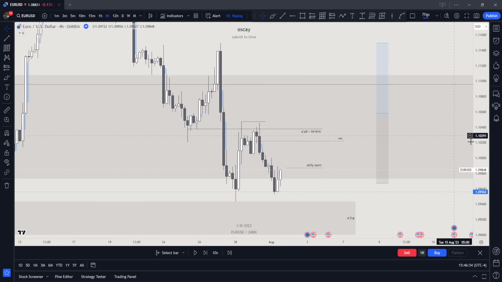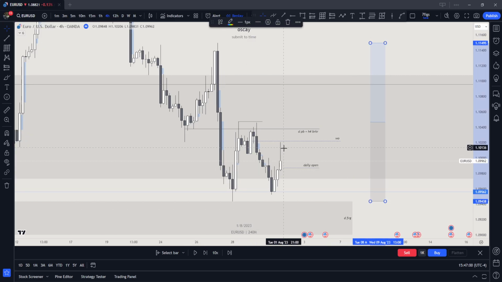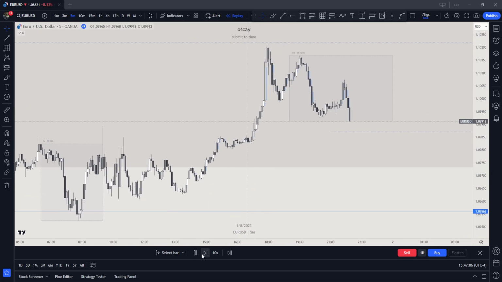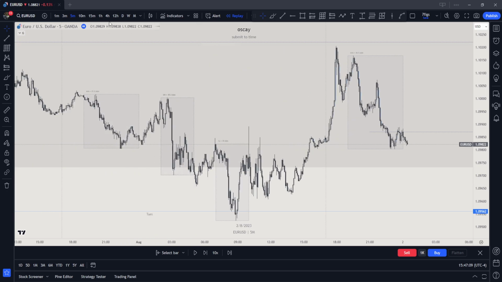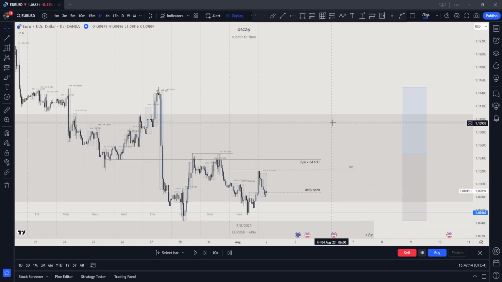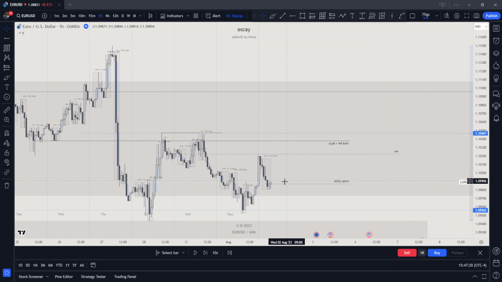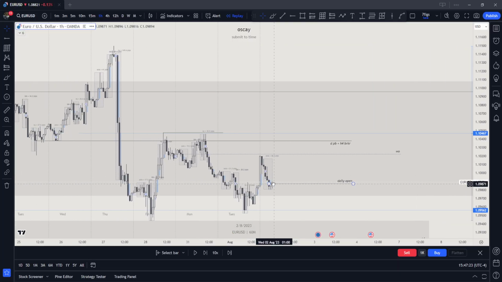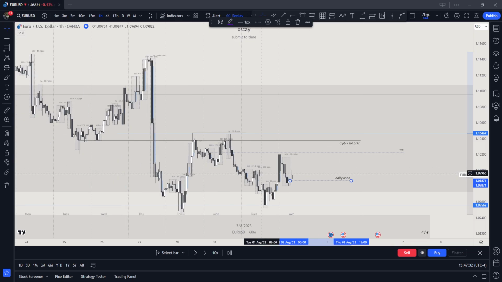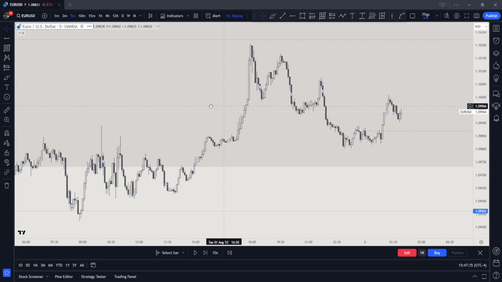So we are in this range right here, and we are in deep discount, so I won't be looking for shorts. Now right here, I can look for shorts. Well, it wanted to go without us. Oh my god, this daily open. Yeah, we're just range bound, I think, until NFP.